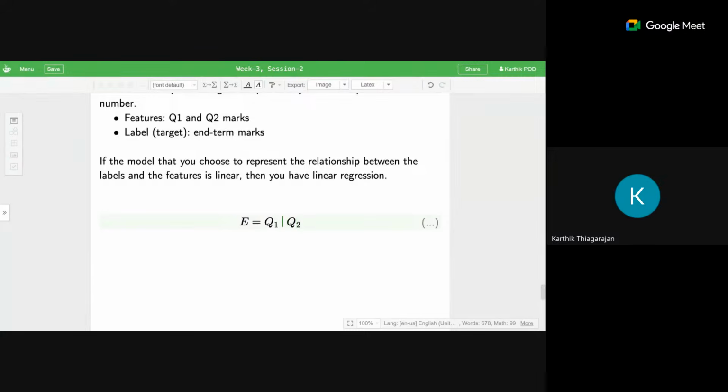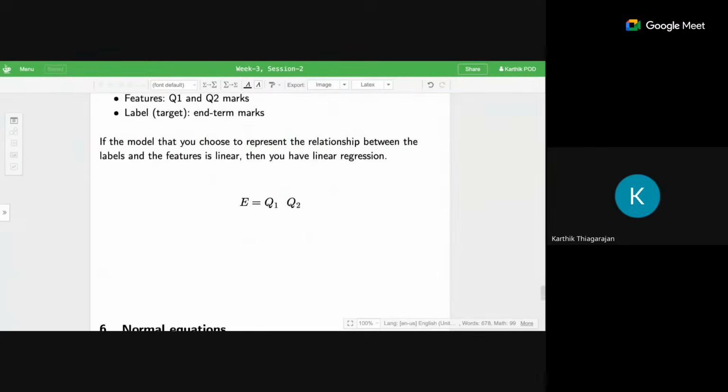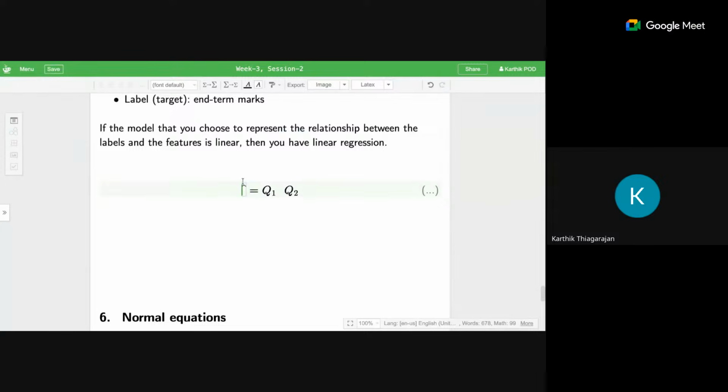Now remember that this is what we call the real label or true label. So this is the reality, but in general, you don't know it, you can only predict. Therefore, we'll call whatever prediction we make E hat. So if it's a linear model, how can I represent E hat in terms of Q1 and Q2?